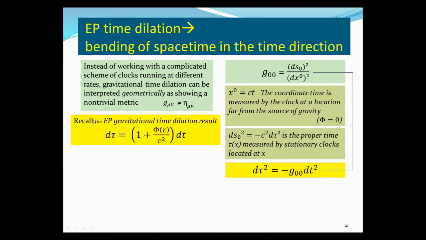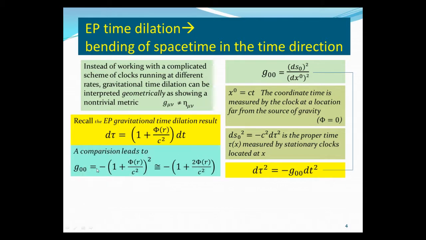But we remember we have this equivalence principle result of gravitational time dilation, which relates the proper time to the coordinate time through the gravitational potential. So if we square this and compare it to this expression, we'll find that g00 is simply minus the square of this parentheses, which, because phi over c squared is a very tiny quantity, we can approximate by minus 1 plus 2 phi over c squared.